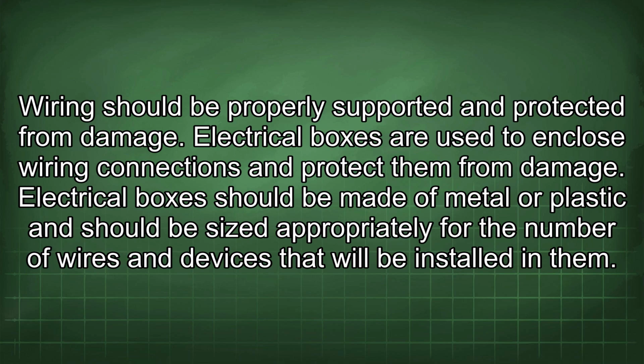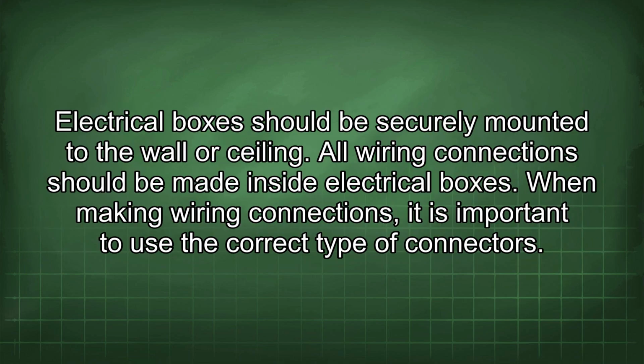Electrical boxes are used to enclose wiring connections and protect them from damage. Electrical boxes should be made of metal or plastic and should be sized appropriately for the number of wires and devices that will be installed in them. Electrical boxes should be securely mounted to the wall or ceiling. All wiring connections should be made inside electrical boxes.